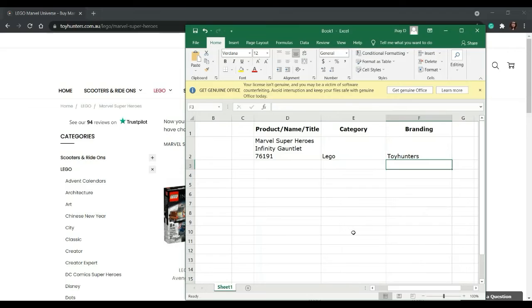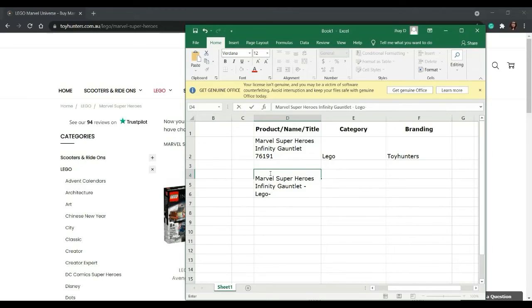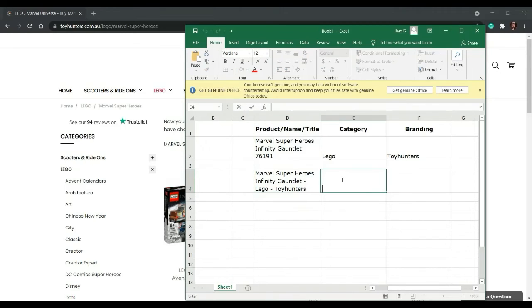Okay, so how are we going to write that? If you don't need the product code, you just get the name of the product and then you put a dash. Lego is the category, and then another dash, and you write Toy Hunters. Okay, so let's see how many characters there are. It's just 57. So this one is an example of a good title tag already. It's not beyond our limit, which is 70 characters. It only has 57 characters here.